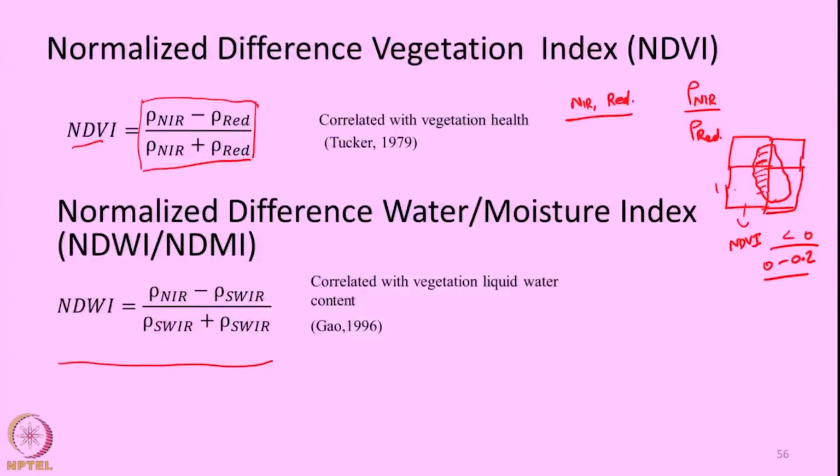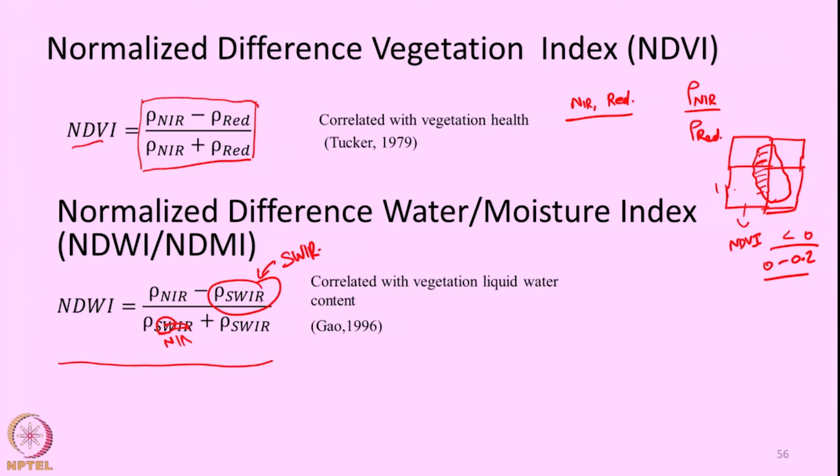The equation for this particular index looks something like NDWI is equal to NIR minus SWIR divided by NIR plus SWIR. Sorry, this should be NIR, there is a small mistake in the slide. So, NIR minus SWIR divided by NIR plus SWIR. So, here we are replacing the red band used in NDVI with the reflectance in the SWIR band.